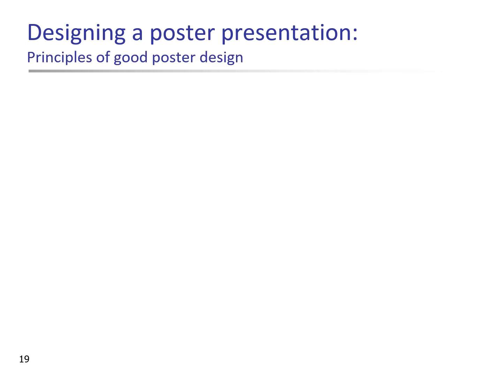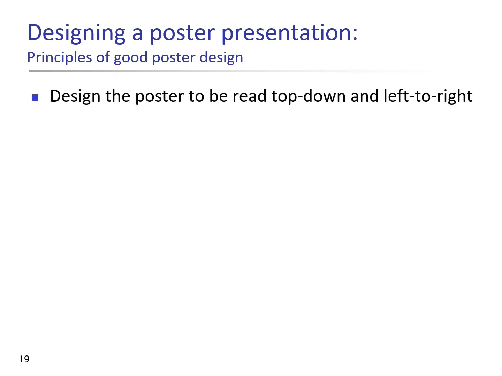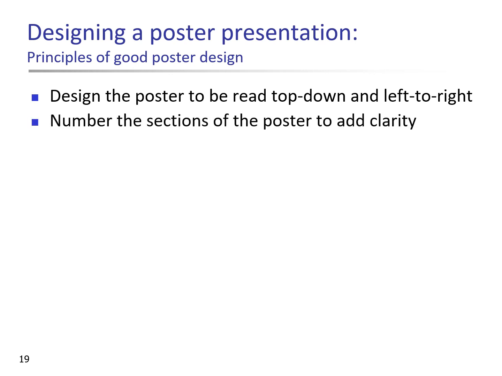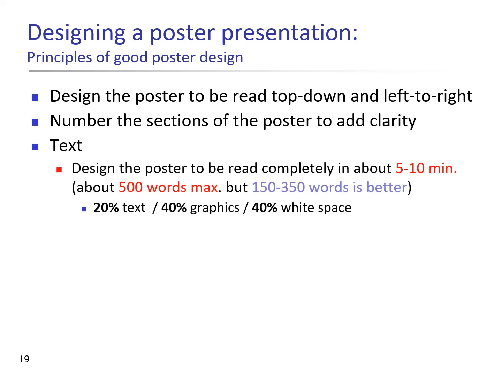So here are some principles of good poster design. Design the poster to be read top down and left to right. Also number the sections of the poster to add clarity. So section 1, section 2, section 3. So 1, introduction, 2, methods, 3, results, and so on. When you're writing text in the poster, it's good to first design the poster to be read completely in about 5 to 10 minutes, which means about 500 words.